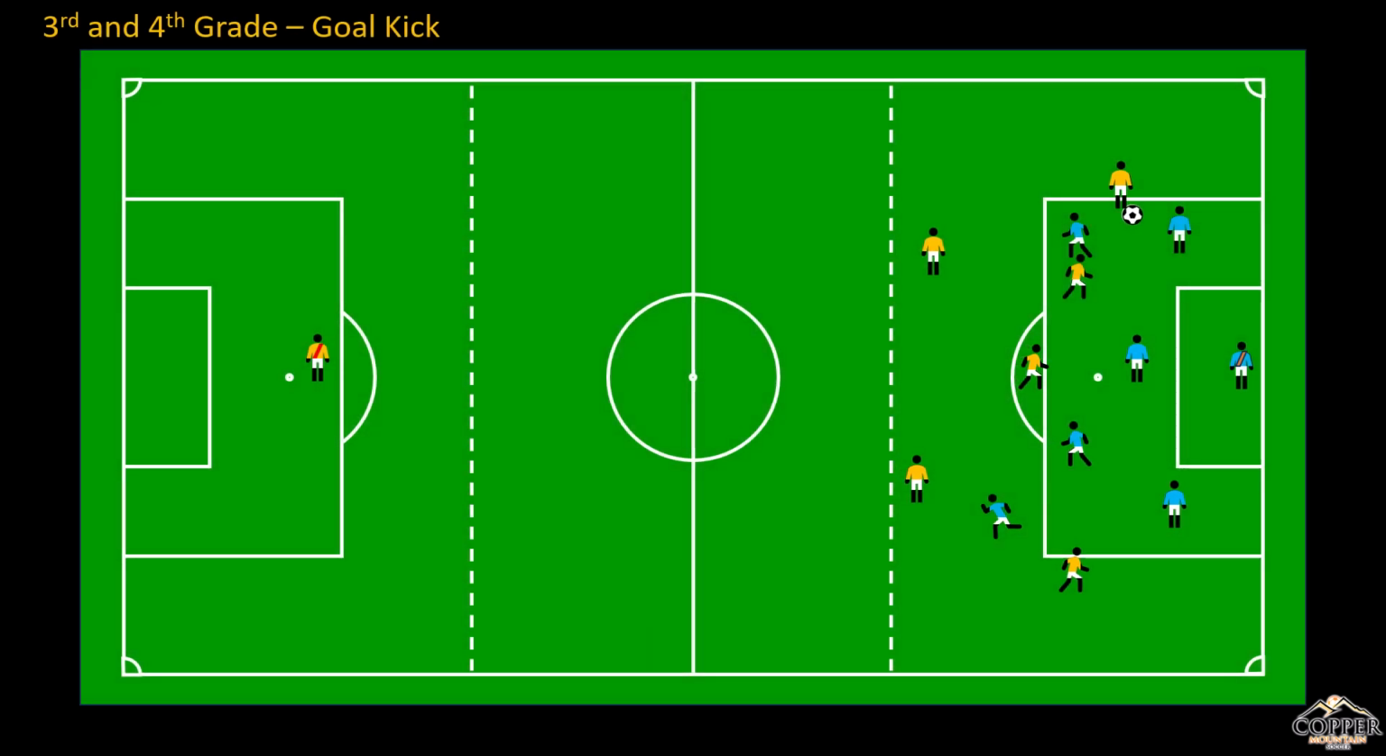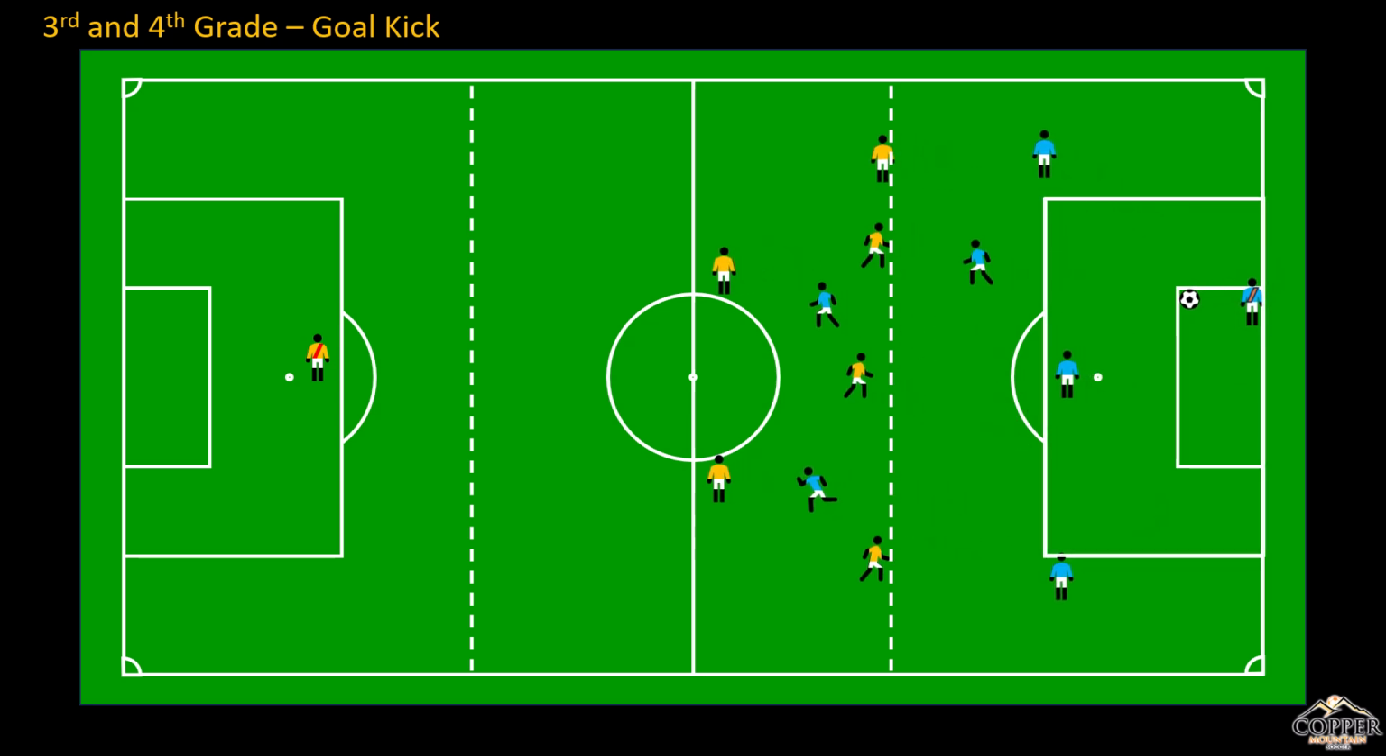For 3rd and 4th grade, there are a few additional things to know when using build-out lines. Here's how it works for goal kicks. The opposing team must move behind the build-out line and stay there until the ball is kicked out of the penalty area. Once the ball leaves the penalty area, they can then cross the build-out line to try and get the ball. If the team without the ball crosses the build-out line before the ball leaves the penalty area, the goal kick is retaken.